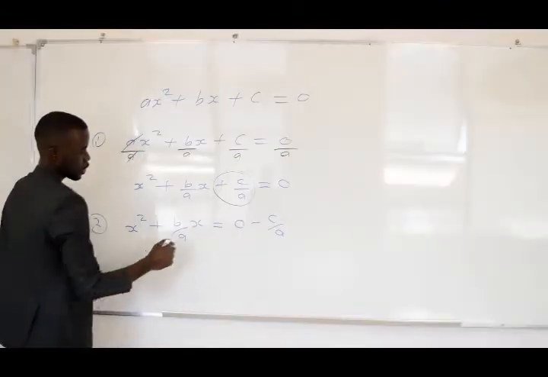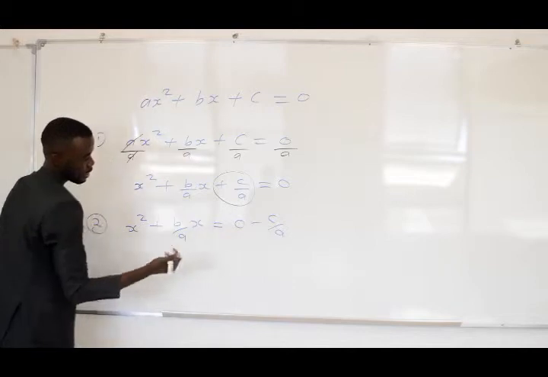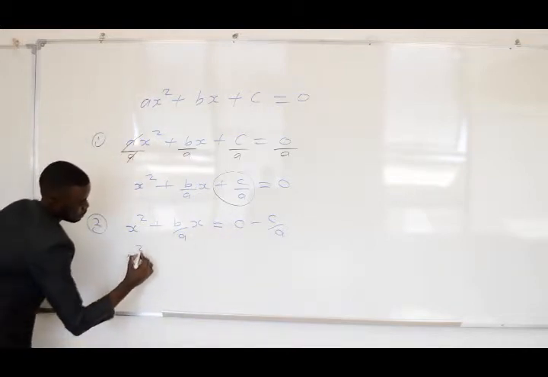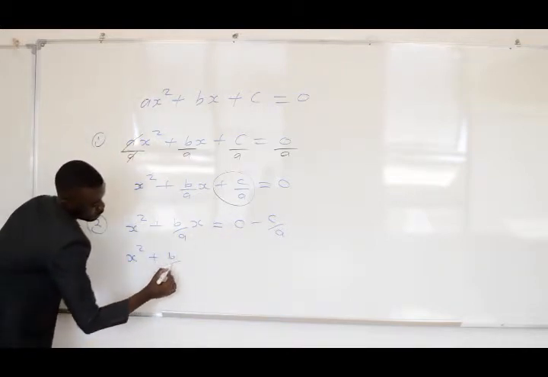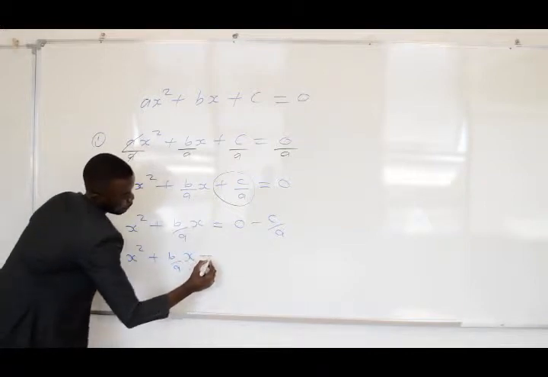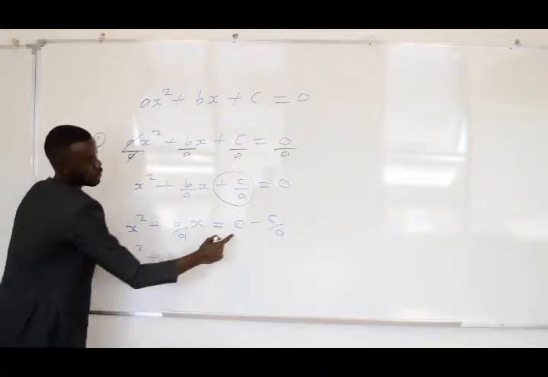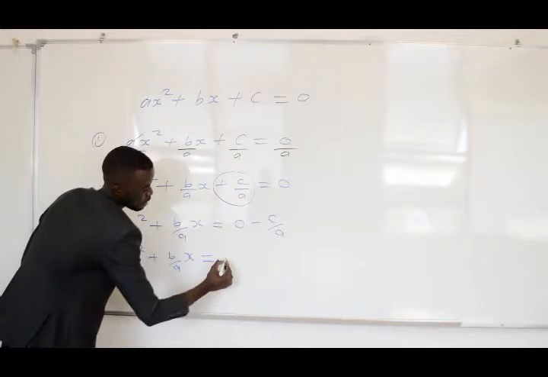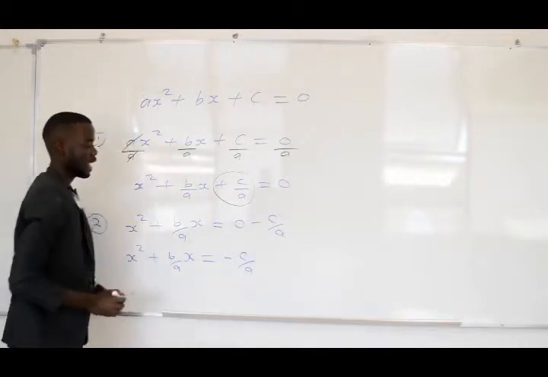Now we know that when you subtract, 0 minus anything will give us the same thing. 0 doesn't change anything. So we have x squared plus b over a x is equal to 0 minus c over a, which will give us negative c over a.